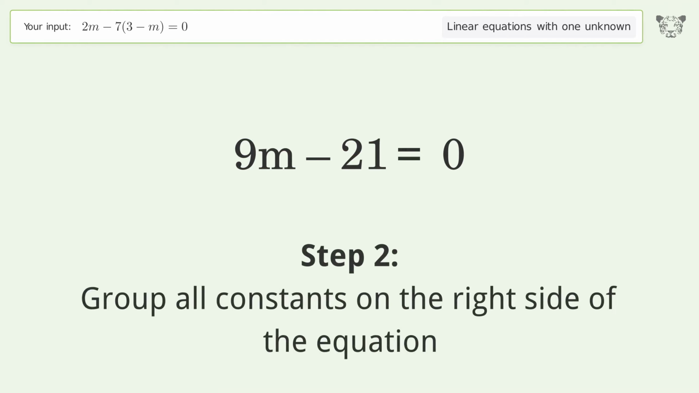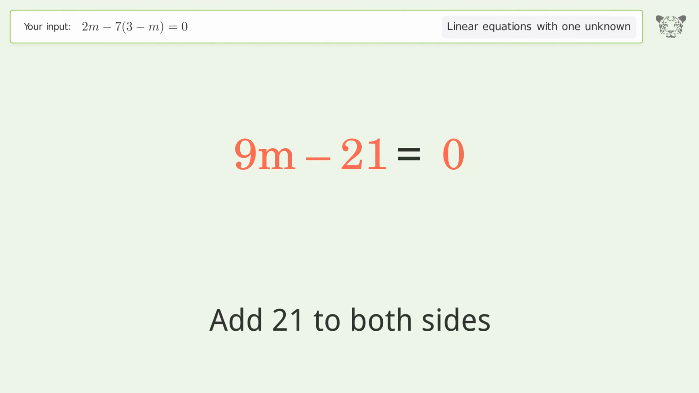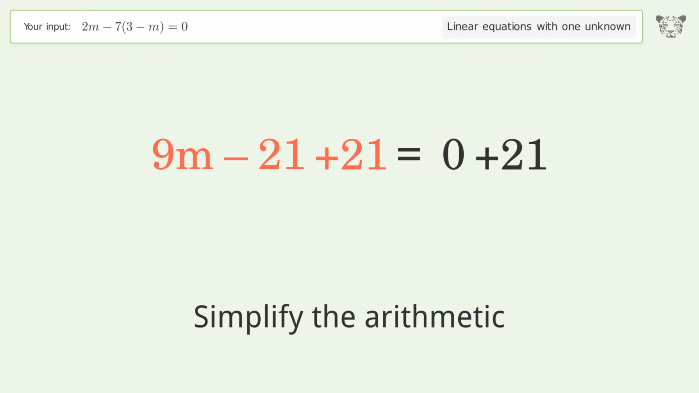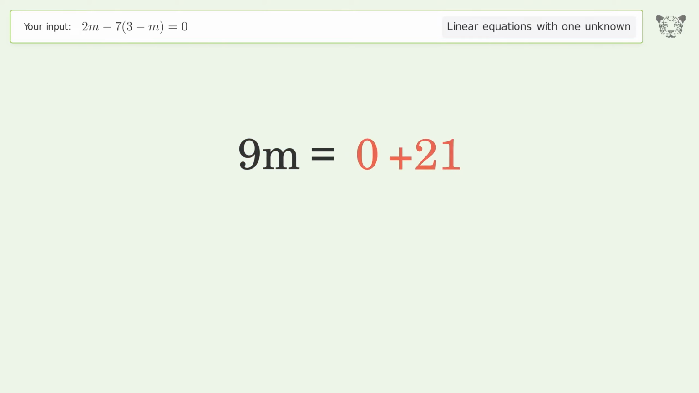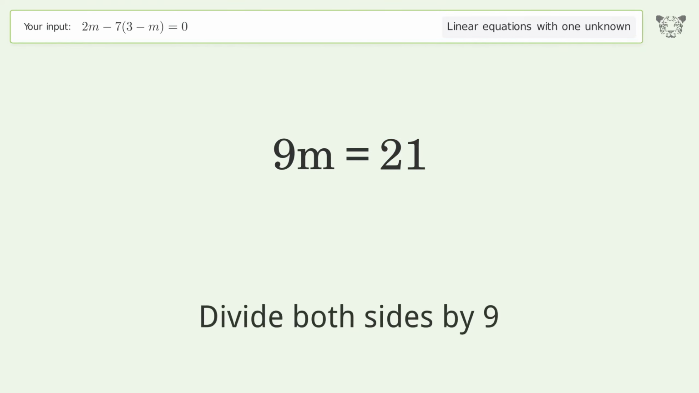Group all constants on the right side of the equation. Add 21 to both sides. Simplify the arithmetic. Isolate the k. Divide both sides by 9.